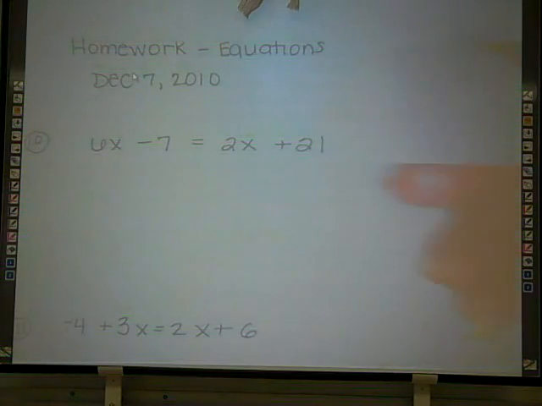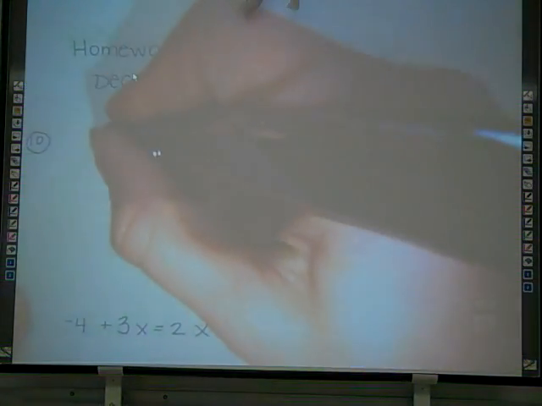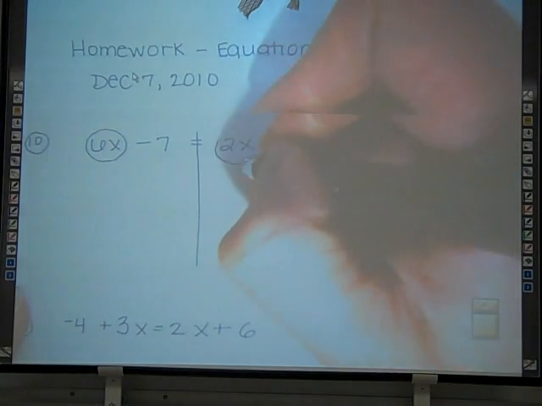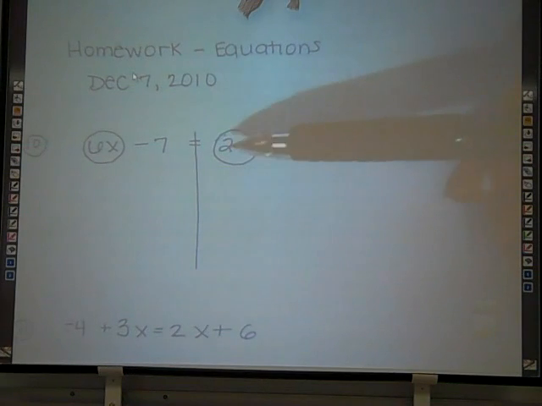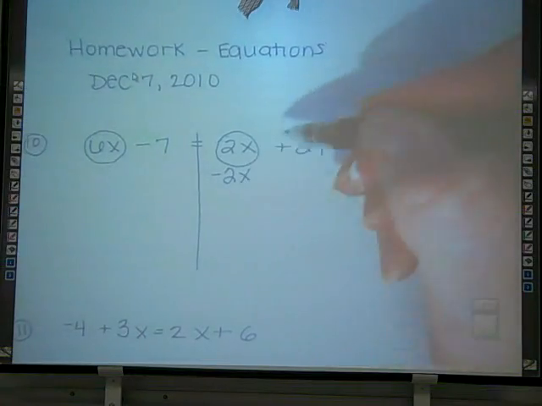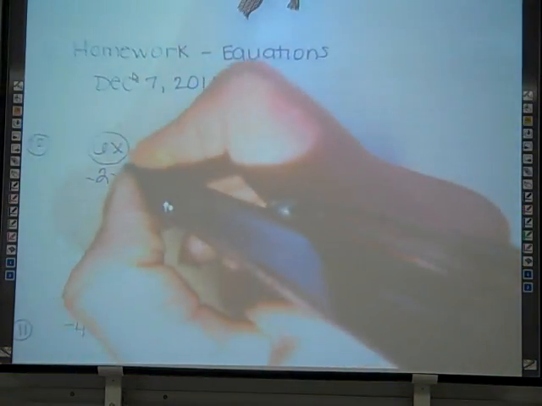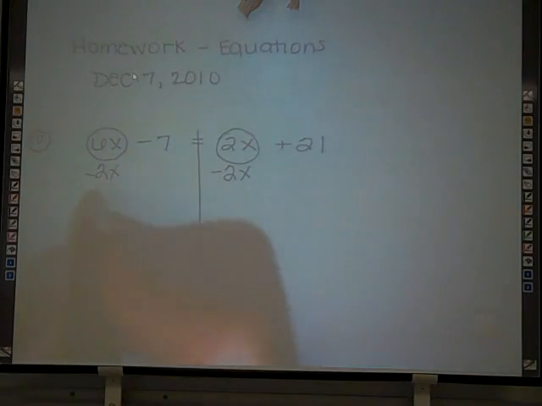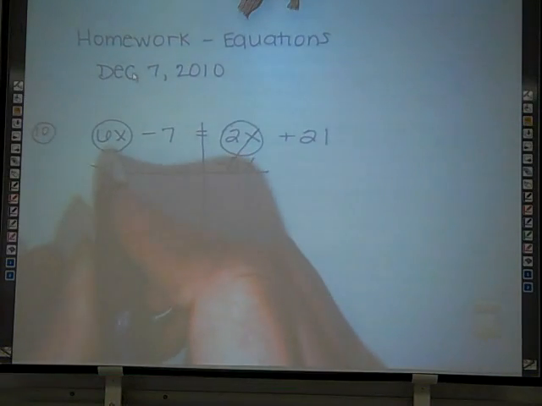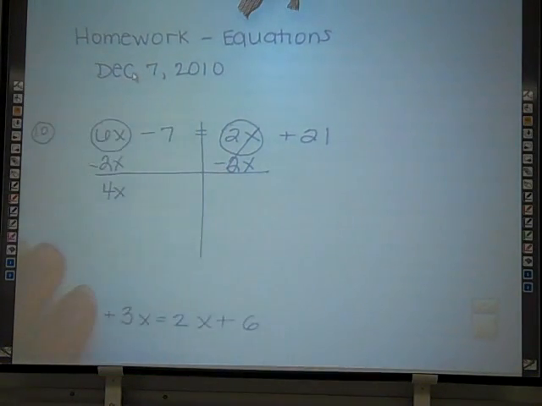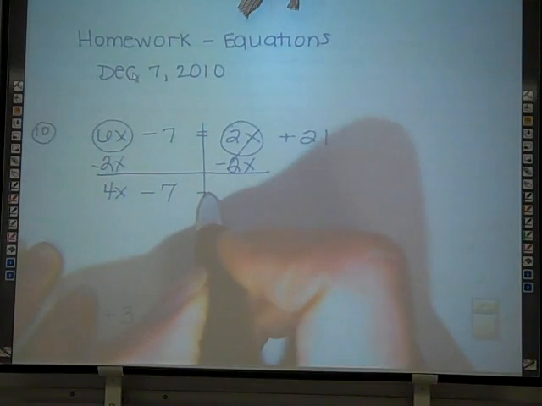All right, number 10. I'd like you to first circle the two terms that have the variables in it. Notice the variables are on opposite sides of the equation, so you're going to use opposite operations. Now, the smaller number is 2, so let's move the 2 to the other side. 2 is positive, the opposite of positive is negative, so we're actually going to subtract 2x from both sides. Okay, 2x is gone. Now 6x minus 2x gives us 4x. Everything else, just rewrite.